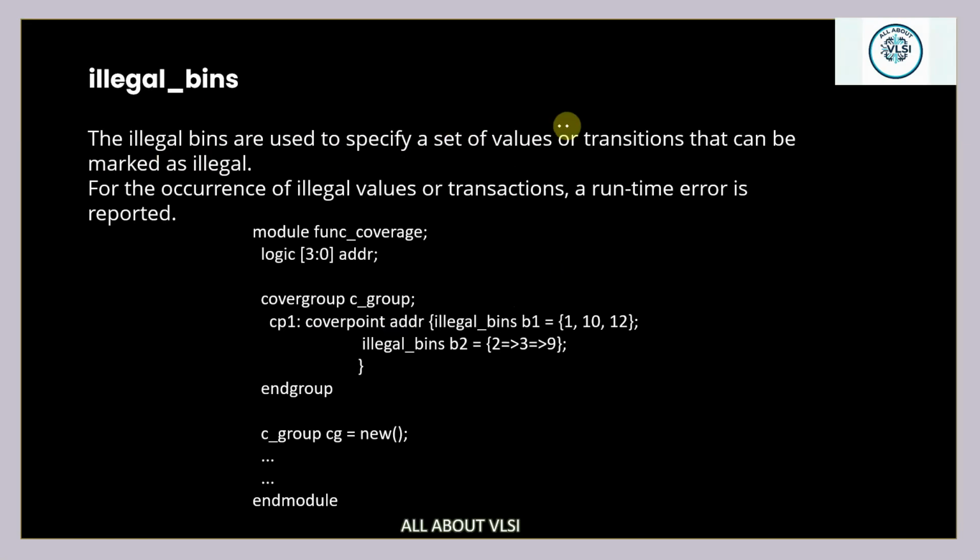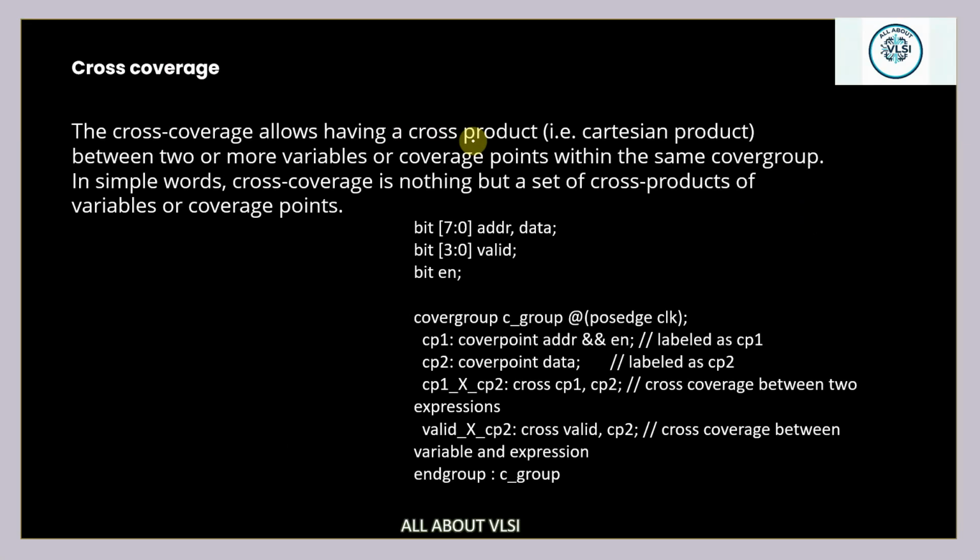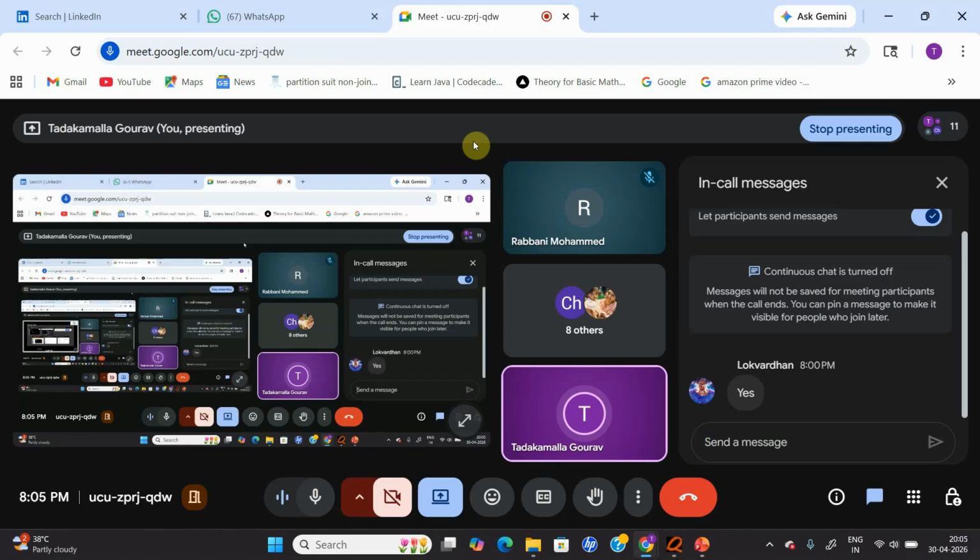This illegal bin is used to specify some kind of illegal value. So let's say if a particular value should not occur in your test, and it occurs by chance, then to flag it as illegal, you are going to use illegal bins. Let us try to understand these examples with one code.